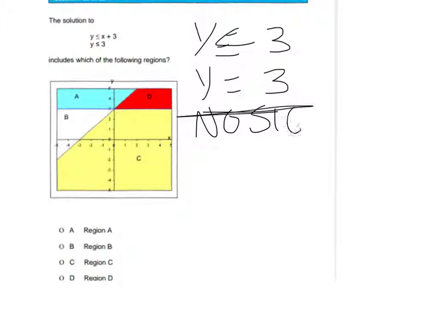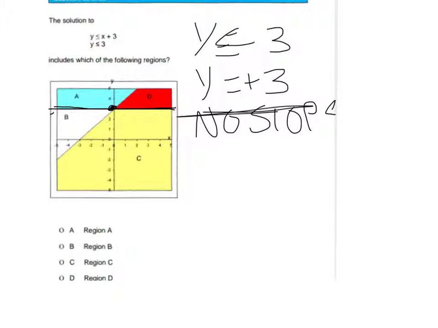Then we have no slope, so we don't really have to put a slope in here, so we can already tell which is going to be our line, which is going to be this one. And then we're going to put a dot right there. For the y, 3 is positive, so we put it on the top where the y line is.